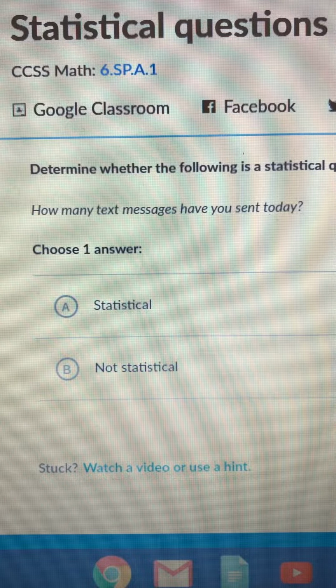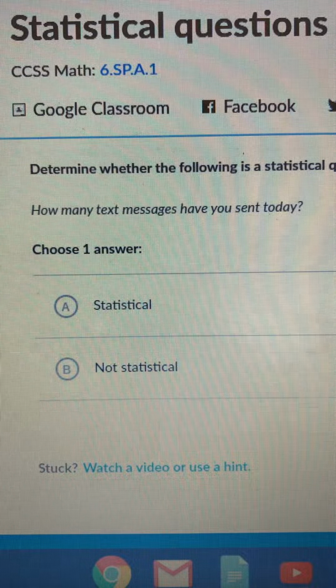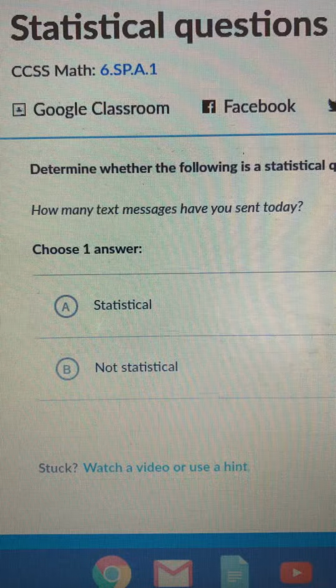Hi there, we are looking at the Khan assignment on statistical questions. A statistical question has more than one answer. If I said, how old are you? And you told me your age, that is not statistical.